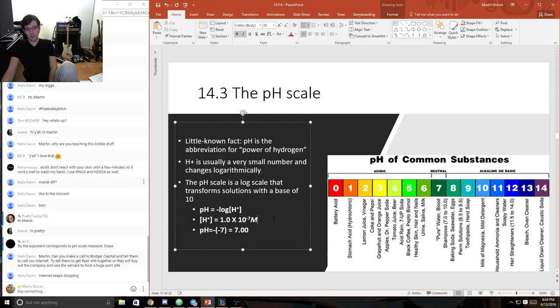So if we have H+ as 1.0 times 10 to the negative 7th molar, the pH is the negative log of that, so the pH would be 7. So this is a neutral solution. You might have heard pH of 7 is neutral. That's water, pure water, right?